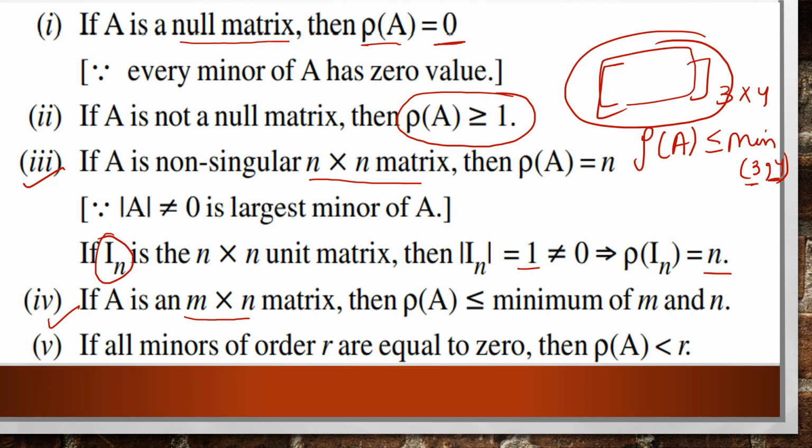Alright. And the fifth point says that if all the minors of order R are equal to 0, then the rank of A will be less than R. Means if all the minors of order, let's say 2, are 0, if you are getting the 0 value for all the minors of order 2, then the rank cannot be 2. It will be either 1 or 0. And 0 is possible for a 0 matrix or null matrix only. Fine. So all these points actually come from the minor method.